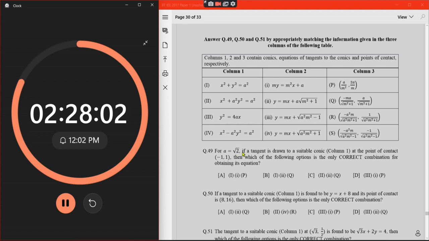Doesn't matter what a is. Okay, and at the point of contact negative 1 comma 1. Yeah, it doesn't actually matter. Let's see first with 1. No, that just fails already. Then you got p.